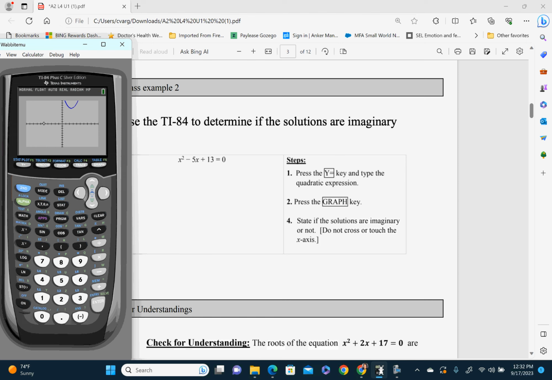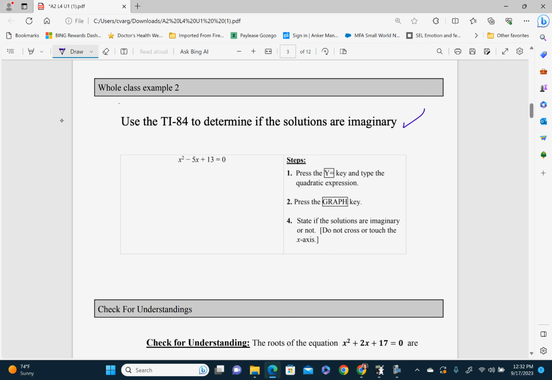So here's my x-axis. Does this blue graph ever cross the x-axis? The answer is no, it does not. So it says determine if the solutions are imaginary. That means if it doesn't cross the x-axis, the solutions are imaginary. That is true. As good practice, let's draw this real quick. So our graph looks something like that. We could say state if the solutions are imaginary or not. It does not cross or touch the x-axis, and it doesn't. So we just write the solutions are imaginary.